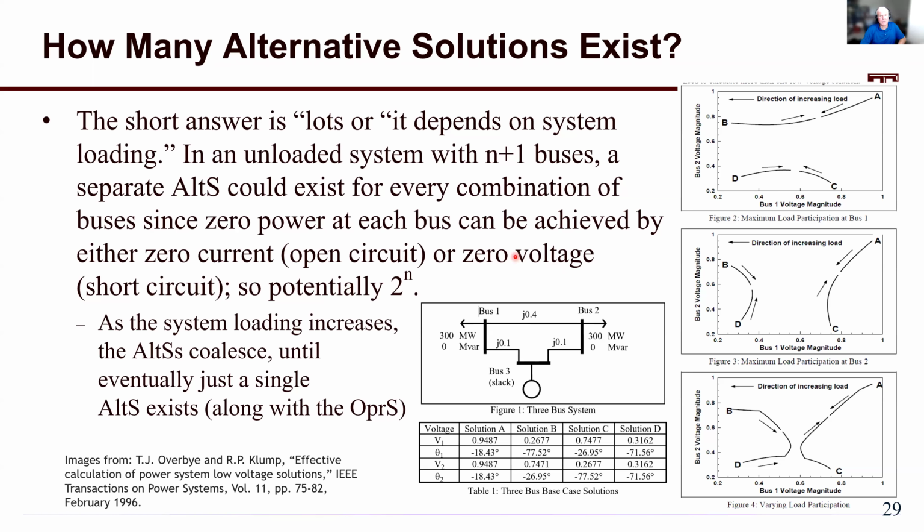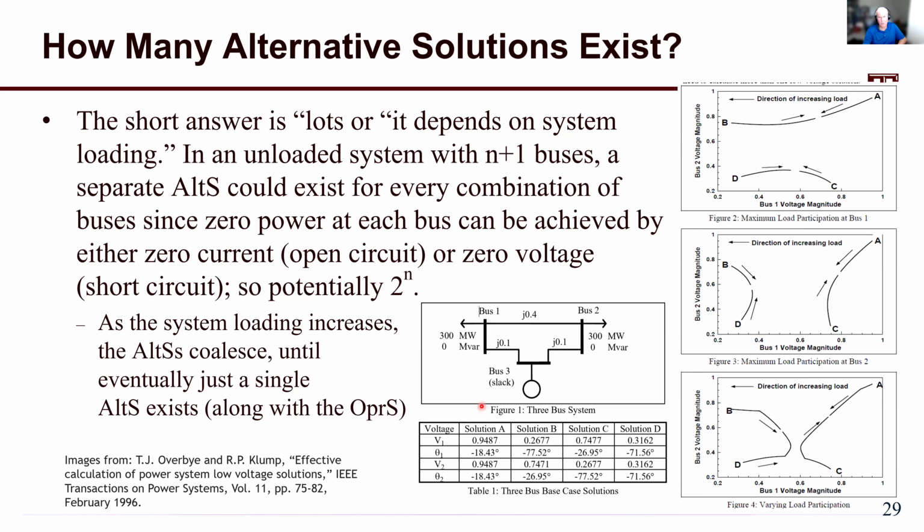Okay, when we talk about alternative solutions, people always say, well, how many of these things exist? The short answer is there are lots of them. A little bit more extensive answer is it depends on the system loading, which it certainly does. If you take an unloaded system, the load at each bus is zero, and at each bus, you can achieve zero loading by either an open circuit condition or a short circuit condition. And if you do combinations of that at all the buses, that means that you could potentially have 2 to the n power flow solutions where n is the number of buses. Now, as the system gets loaded, all these solutions do not exist, but there are lots of solutions that exist.